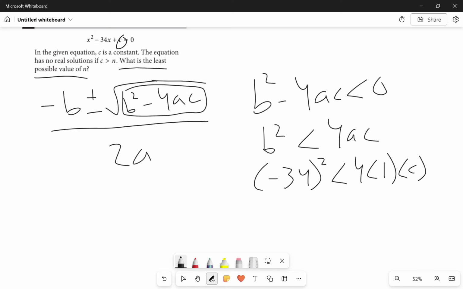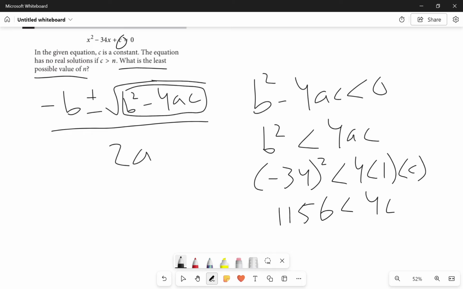34 is 35 minus 1, so 35 minus 1 squared would be 35 squared minus 2 times 35, plus 1. So we have 35 squared is 1225 minus 70 plus 1, so that'd be 1225 minus 69. 1225 minus 75 would be 1150, just add 6 more to that. So you'd have 1156 is less than 4c.